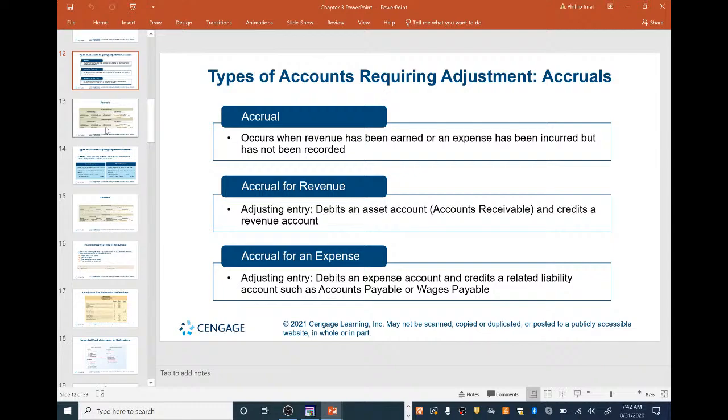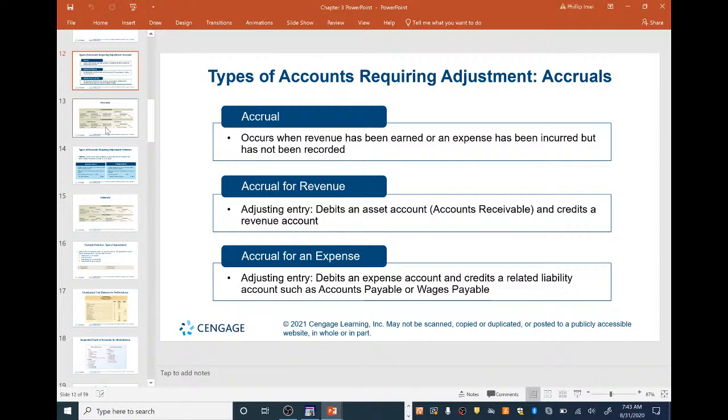So this occurs when revenue has been earned or an expense has been incurred but has not been recorded. This is just at the point of transacting with the customer or a supplier, whichever it has. So if we're with the customer, then revenue's been earned, or with the supplier, we've incurred an expense, right? But it's not been recorded. So we just know this has happened at this point. Made a little note, a little memorandum.